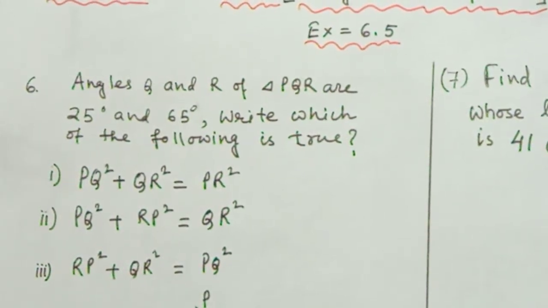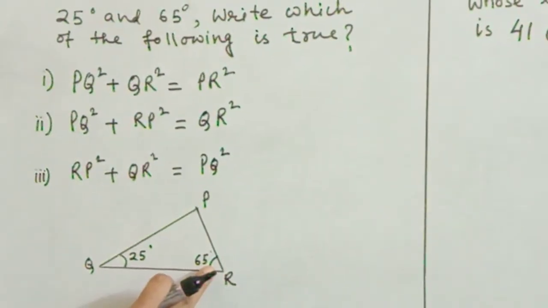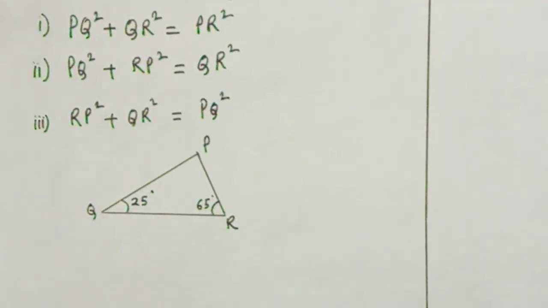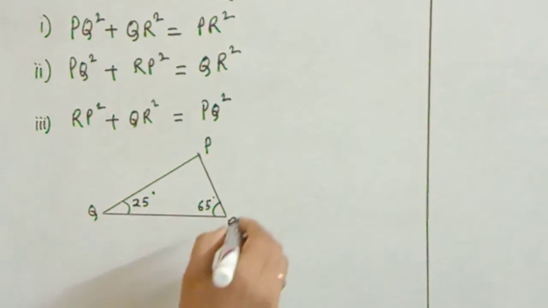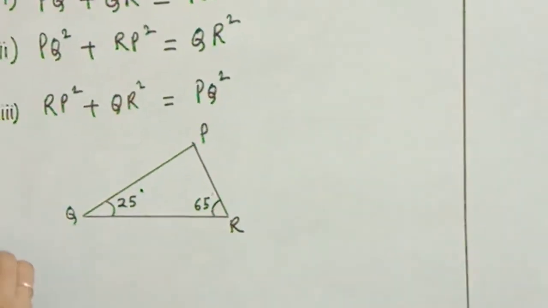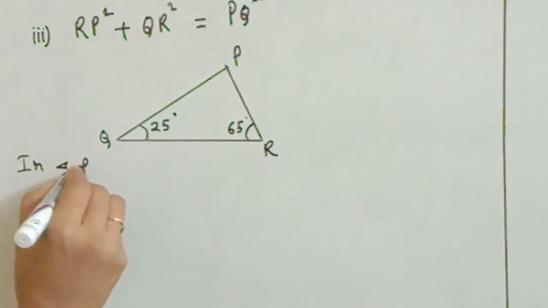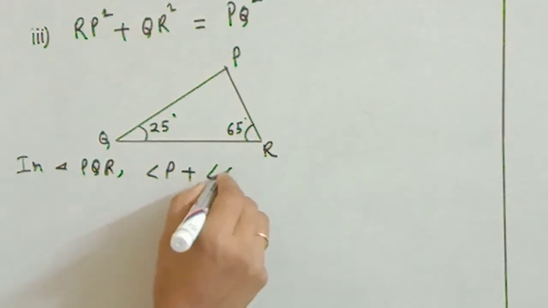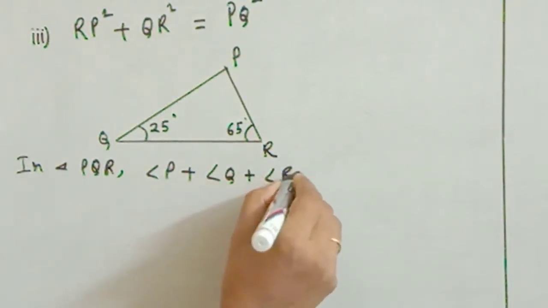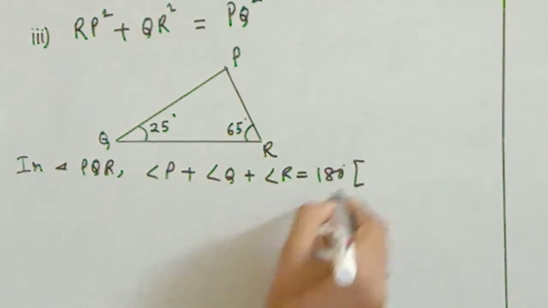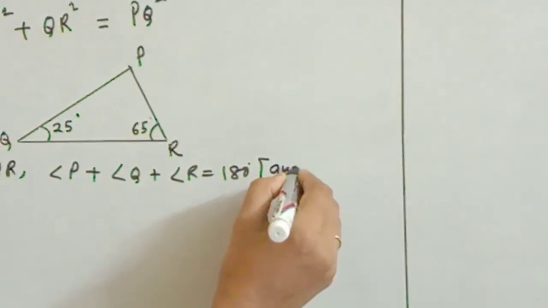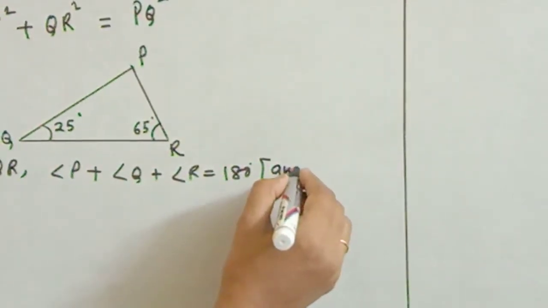If one angle is 25 degree and another is 65 degree, then what will be the remaining angle? Third angle will be, let's find out. You know that the sum of the three angles of a triangle is always 180 degree. So in triangle PQR, angle P plus angle Q plus angle R equal to 180 degree. Which property? Property is angle sum property. Sum of the three angles of a triangle is 180 degree.